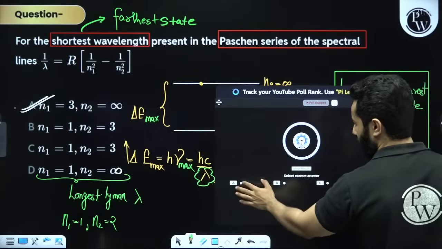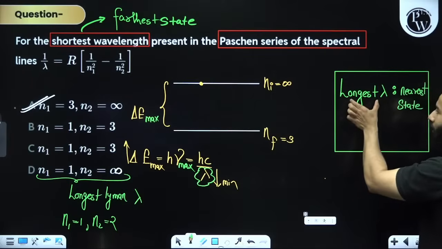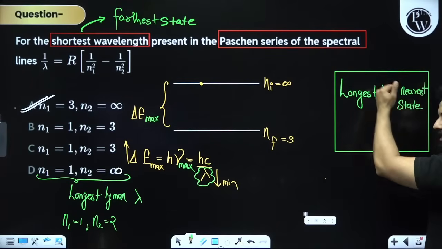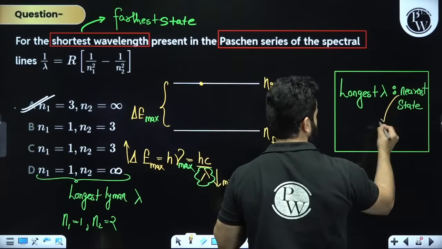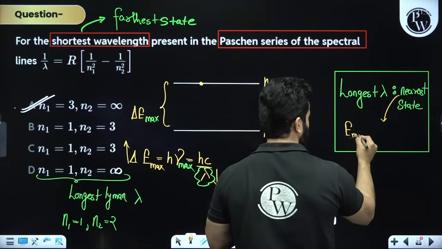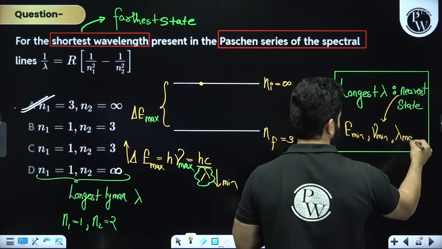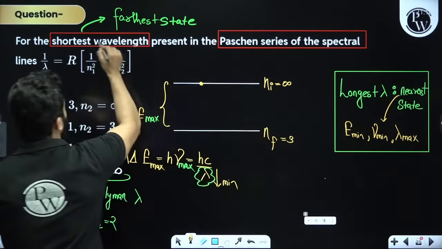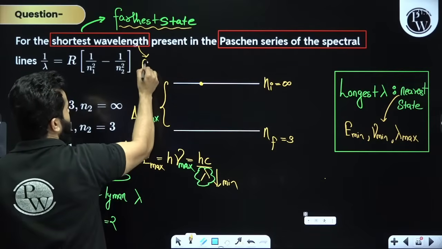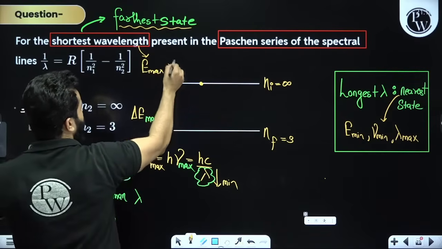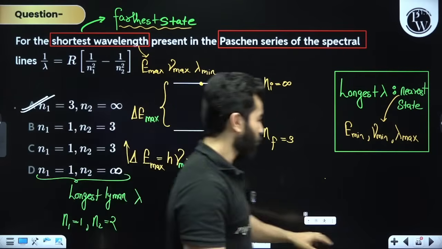Answer is option A. Very good. Simple thing, Mahira. If you want to find the longest wavelength, the electron will come from the nearest state. Nearest state means energy minimum, frequency minimum, lambda maximum. If you are going to talk about shortest wavelength, then farthest state, energy maximum, frequency maximum, lambda minimum. Got it, Mahira? Now moving on to the next question.